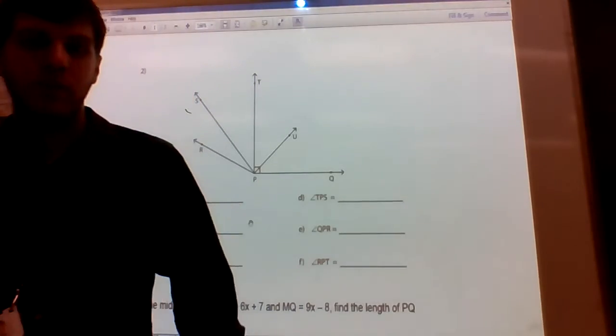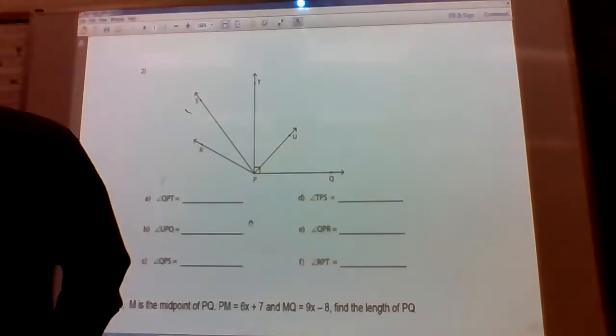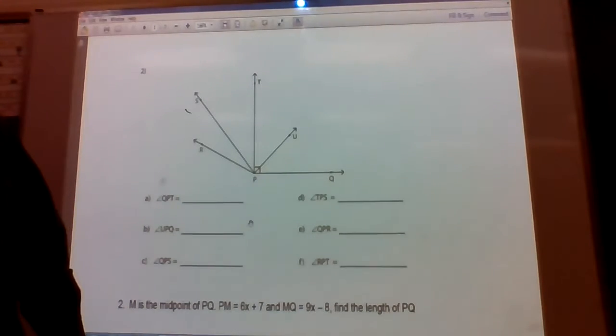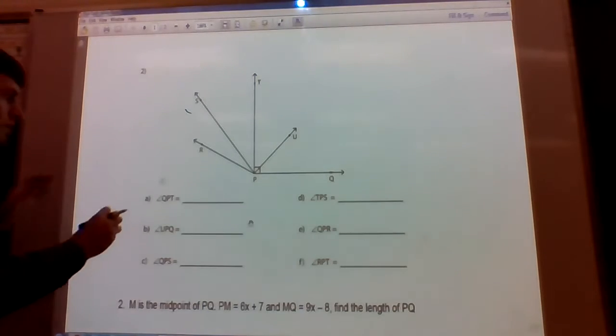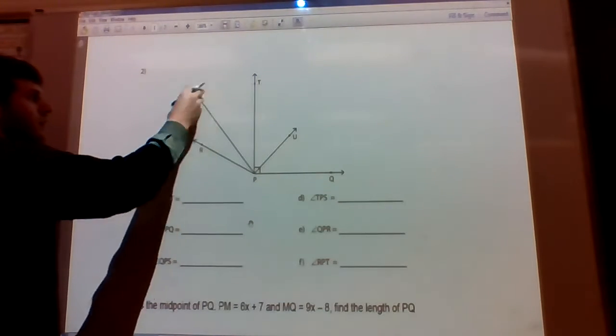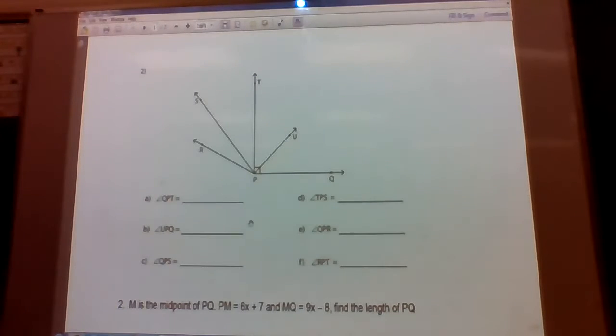This is quiz 2. So still back from unit 2, the beginning of unit 2. When we first started talking about, well, actually, I think this was unit 1. This is back from unit 1. Okay, when we were talking about angles, naming angles, midpoints, angle measures, and stuff like that.